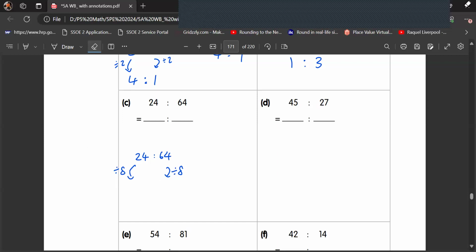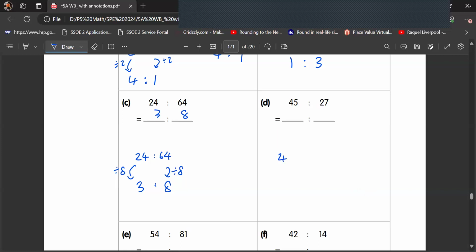Remember I said, try to go with the times table. 12, not so good an idea. 11 is not so good an idea. 10 is not working. 9 won't be working. Why would 9 not work? Yeah, because they are even numbers. Go with 8. 24 divided by 8 is 3. 64 divided by 8, 8. Is this the simplest already? Divide by 3? No, not possible.